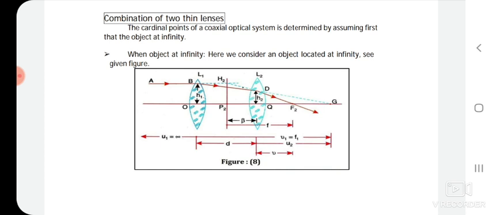The cardinal points of a coaxial optical system are determined by assuming first that the object is at infinity. We have to assume that the object is at an infinite distance. When the object is at infinity, here we consider an object located at infinity. Just see this figure.